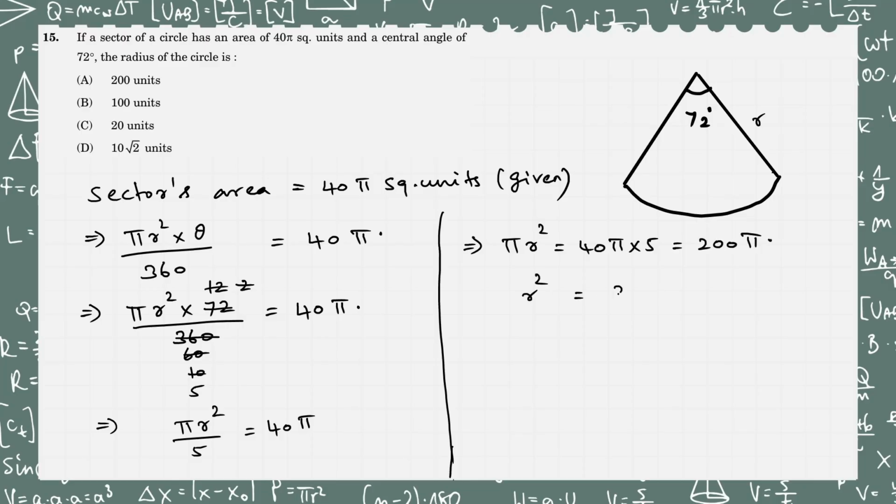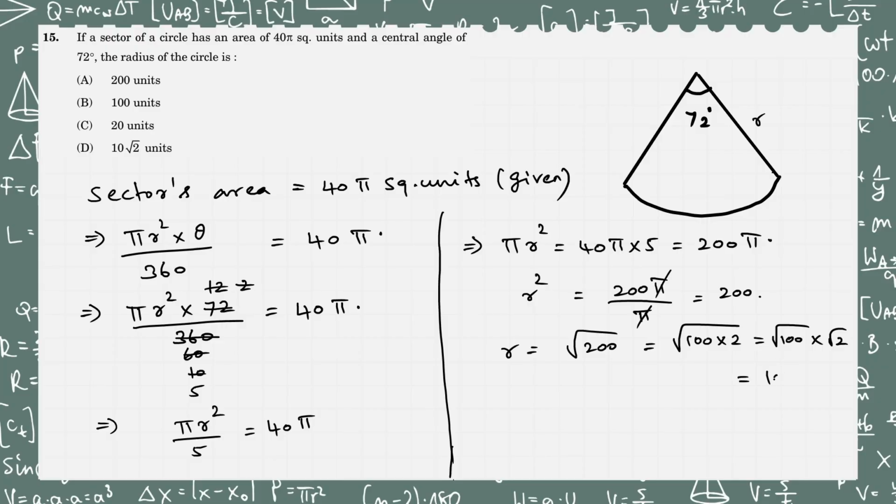So r square equal to 200 pi divided by pi. Both these pi's will cancel. So r square is 200. r equal to square root of 200. And of course we know 200 is a non-perfect square number. But we can factorize it like 100 times 2. And we can split this like root 100 into root 2. And root 100 is 10 and root 2 is as it is. So r equal to 10 root 2 units. So option D is the correct answer. Let's move on to the next sum.